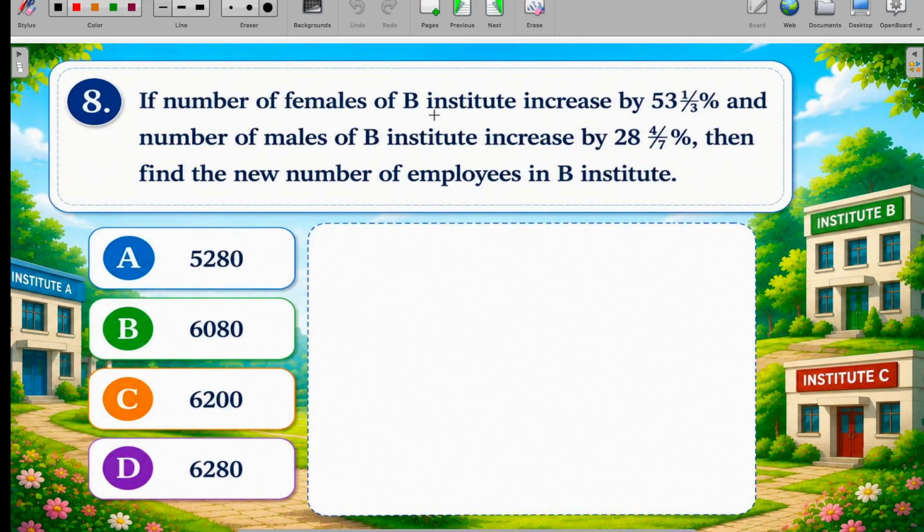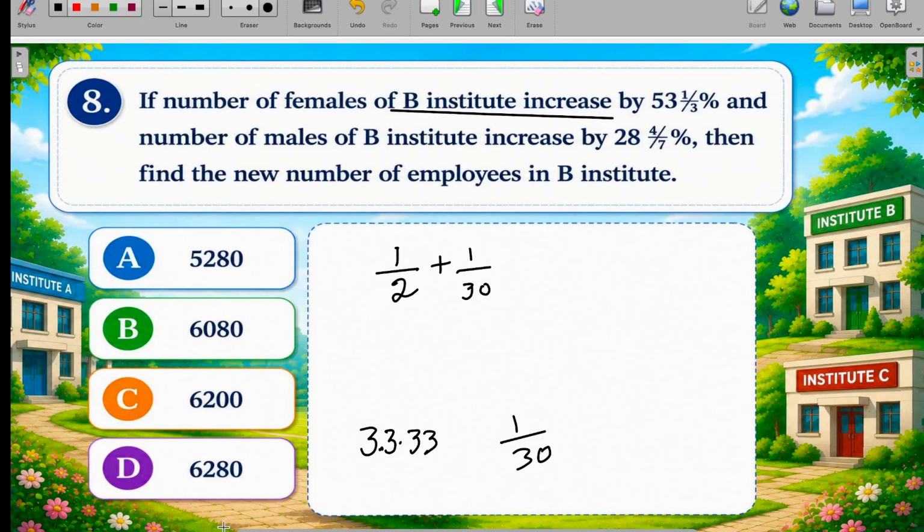If the number of females in B institute increased by 53 1 by 3 percentage, so 53 over 1 by 3, how to do it actually? 50 percentage and 3 1 by 3, that is 3.33. 50 percentage is 1 by 2, 3.33 is 1 by 30. How 1 by 30? We know 33.33 is 1 by 3. If I move this point, this number to this side, then it becomes 1 by 30.